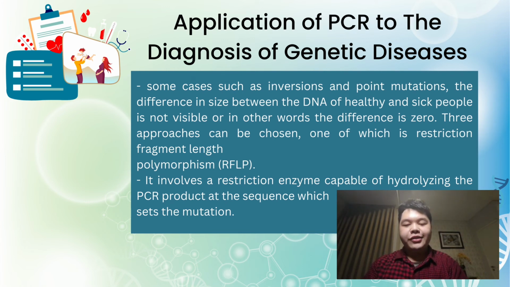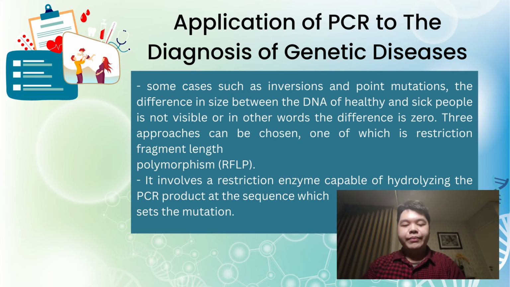It involves a restriction enzyme capable of hydrolyzing the PCR product at the sequence which carries the mutation. This approach is only possible if a restriction site is indeed present on this sequence, whether in the mutated allele or the wild-type allele. The restriction enzyme thus hydrolyzes either the PCR product derived from healthy DNA or that which is derived from the diseased DNA. From these PCR products, one or two DNA fragments are thus obtained, which are then revealed by electrophoresis, a detection method which, like RFLP, is adapted to inversion and point mutation.